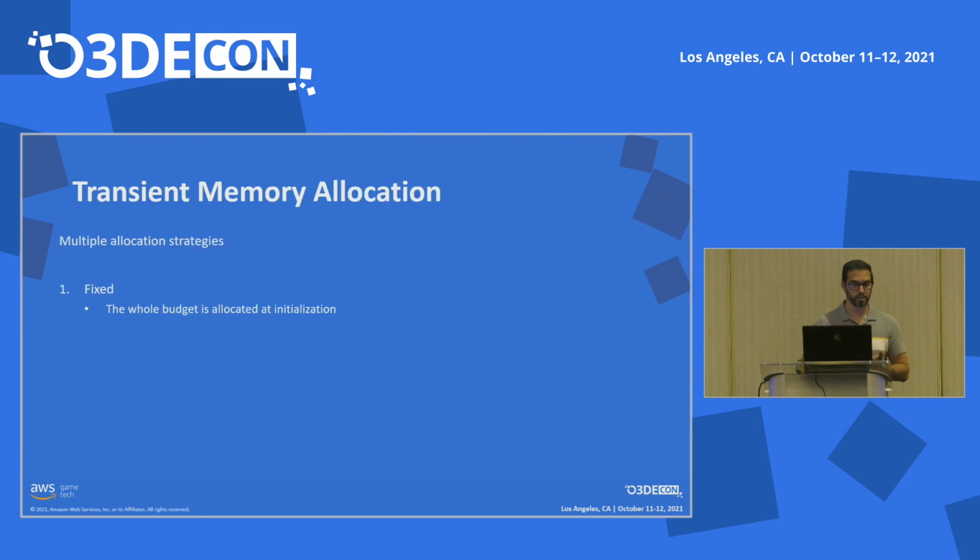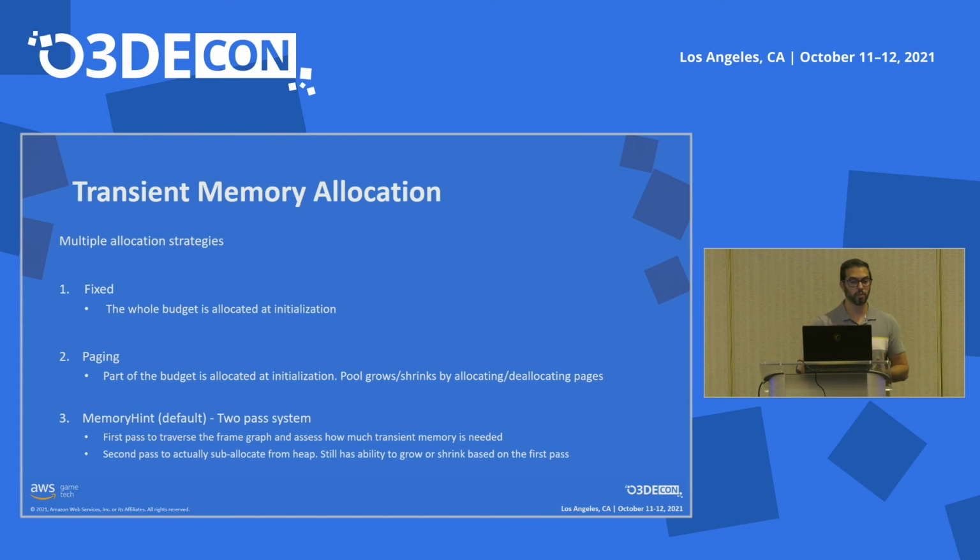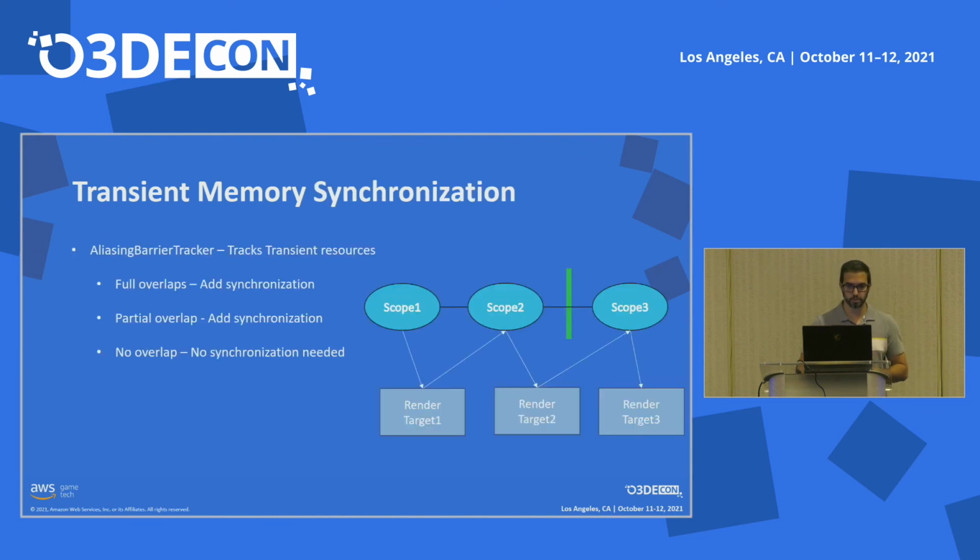So we have multiple allocation strategies. We have a fixed allocation strategy where we provide the full budget of all the pools. We have a paging strategy where we essentially allocate pages that can grow and shrink in size. And the one that we actually use by default is called the memory hint. So we traverse the frame graph twice. We traverse it once to figure out the exact memory size that we need for all our heaps, because we essentially know, hey, these are all the resources, and this is how we can alias them. So we really only need exactly 600 megs. So we only want to suballocate 600 megs in that case. So that's the one that we currently use.